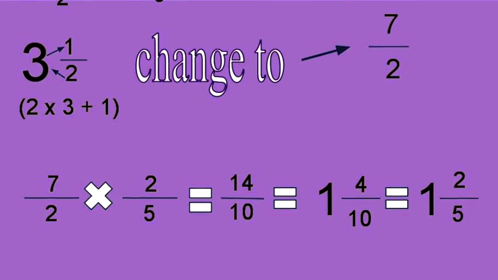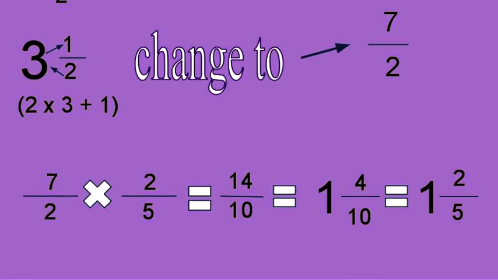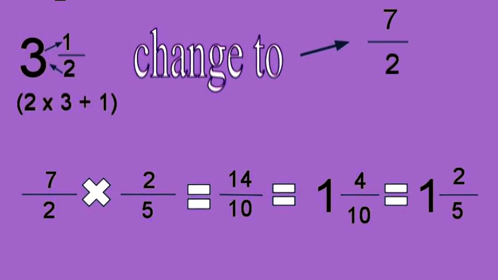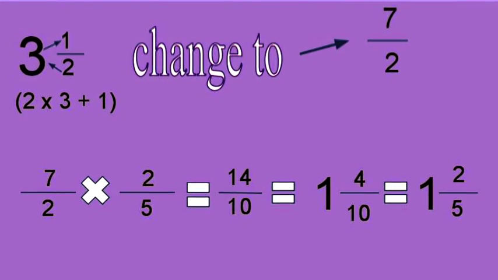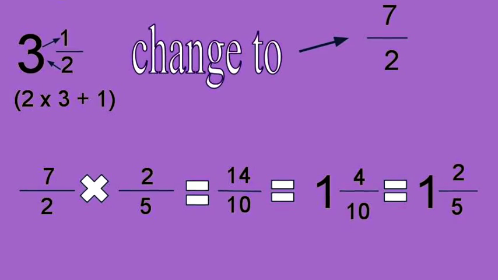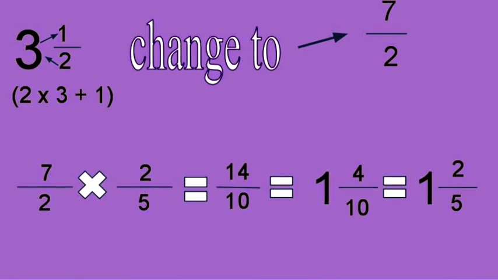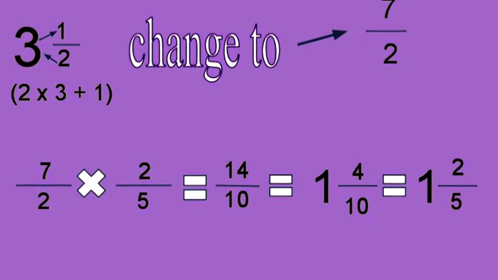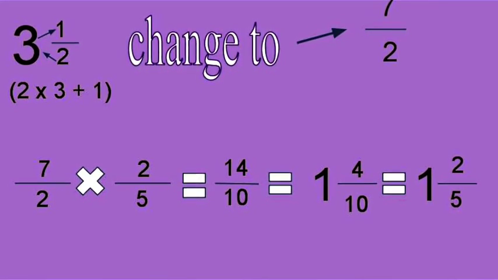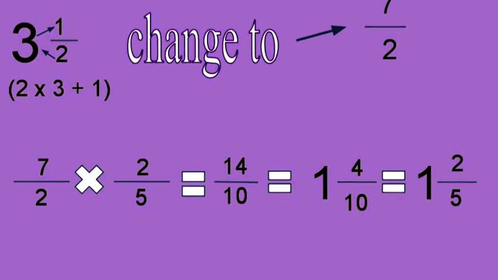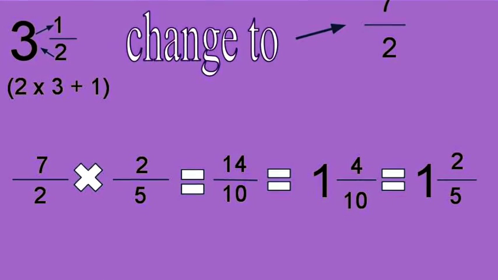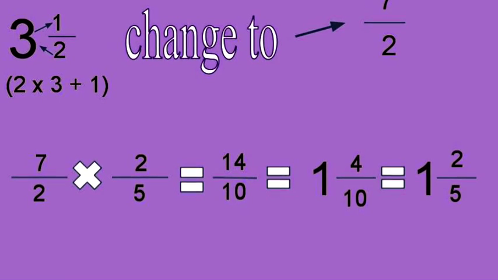This problem isn't fully simplified yet. 4/10 can be reduced. They both have a common factor of 2. 4 and 10 both can be divided by 2. So 4 divided by 2 equals 2, which is the new numerator. 10 divided by 2 equals 5, which is our new denominator. And so in the final simplified form, our answer would be 1 2/5.